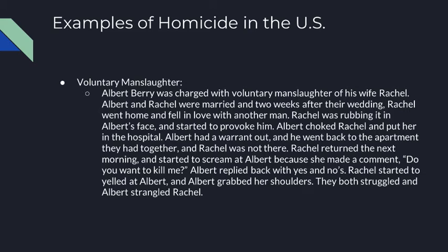Albert and Rachel were married, and 2 weeks after their wedding, Rachel went home and fell in love with another man. Rachel was rubbing it in Albert's face and started to provoke him. Albert choked Rachel and put her in the hospital. Albert had a warrant out for his arrest, and he was going back to his apartment, Albert and Rachel's apartment, to talk about why he got the warrant out for his arrest.